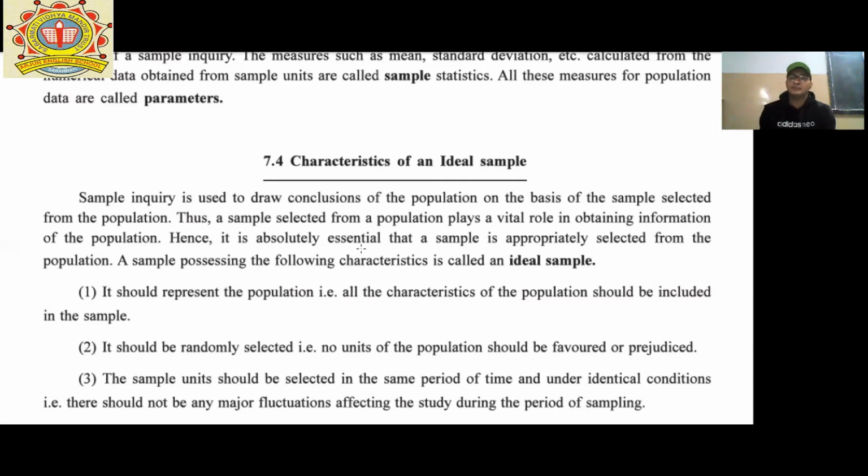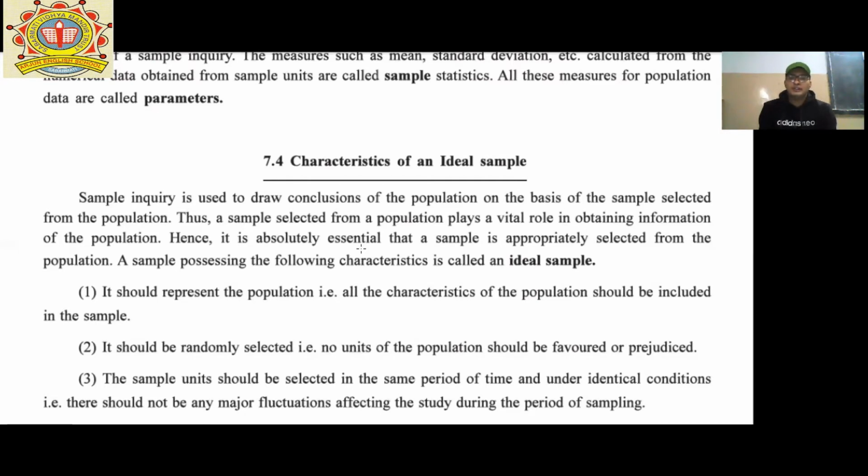Means it represents. I have already discussed. To represent means, out of the group of all the population, the one person or one unit that I have selected stands for all the other products that are almost similar to such selected units. So we can say that it represents the population. Second one, it should be randomly selected. That is, no units of population should be favored or prejudiced.